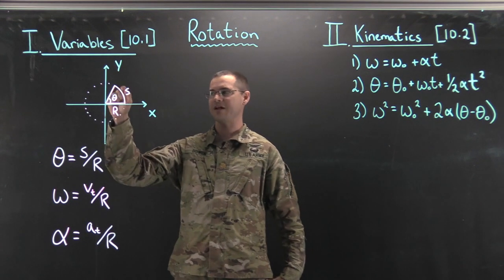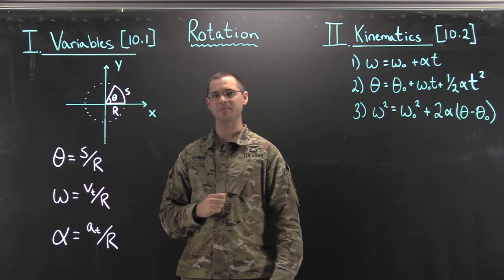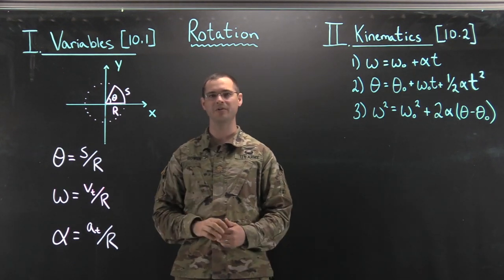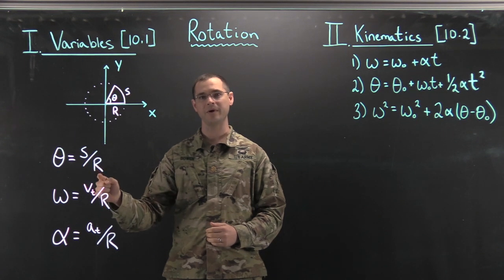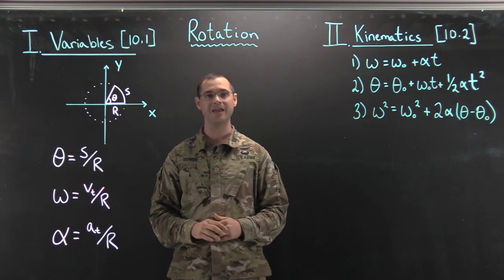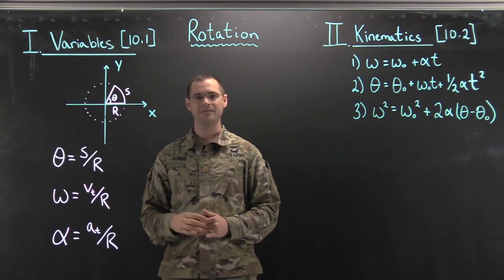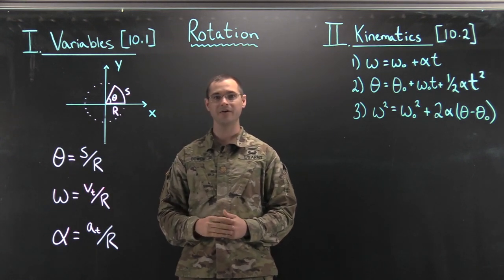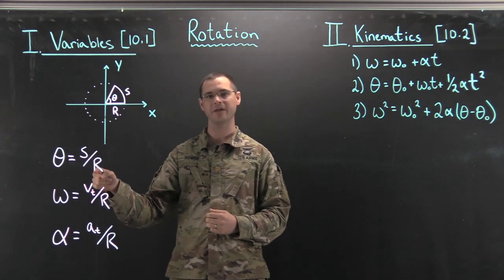Now, while it's going through that circular path, it has some radius of curvature of that circular path, which is shown as our variable r. And the ratio between our arc length and that radius of curvature gives us the angular displacement shown as theta. The units for our angular displacement are in radians, which is, once again, the ratio between our arc length and our radius of curvature.